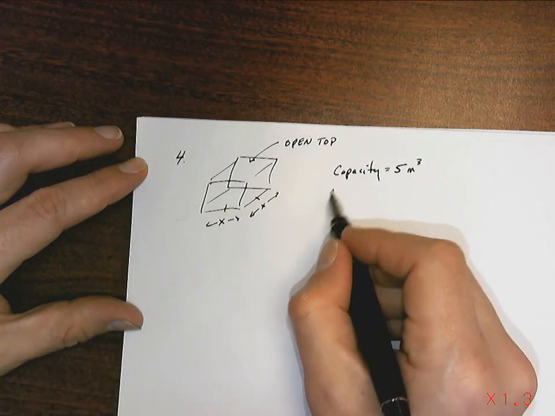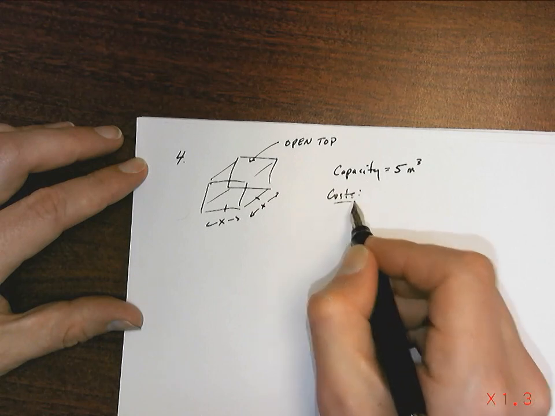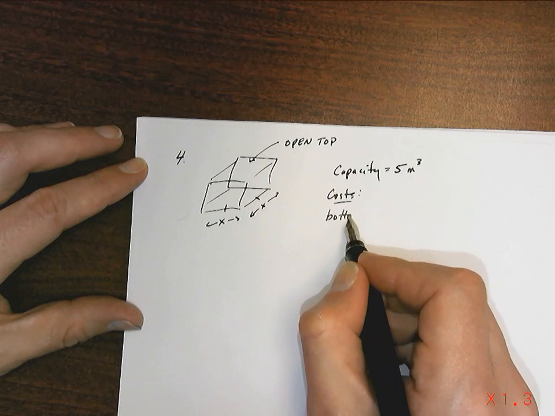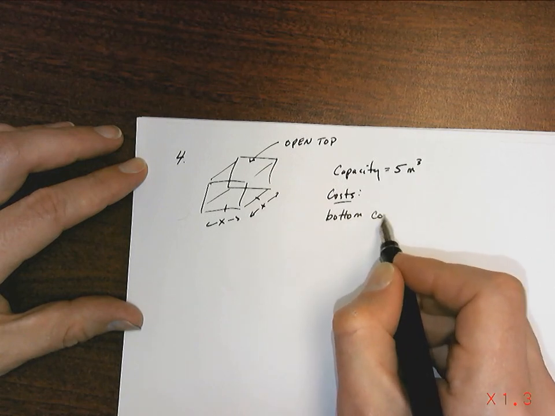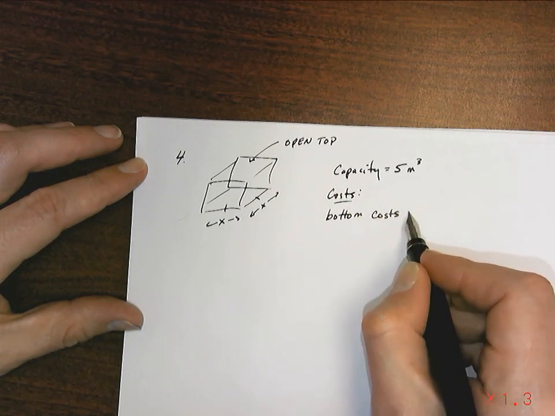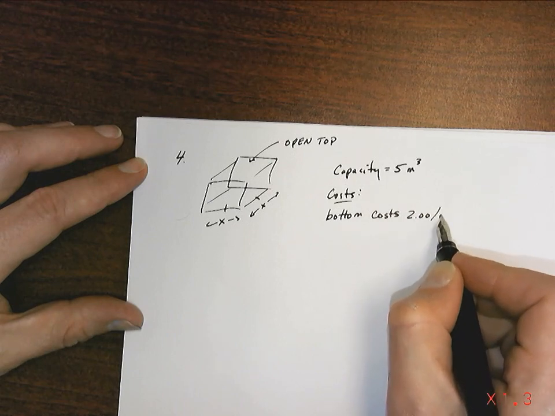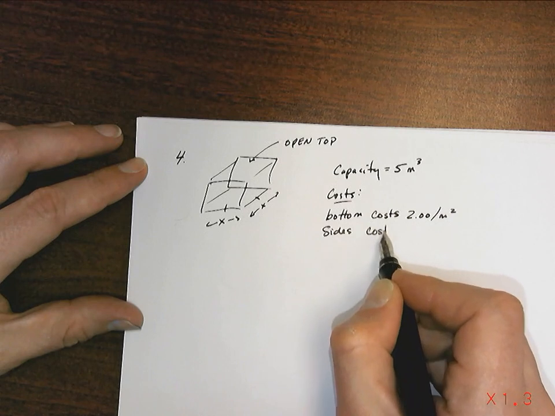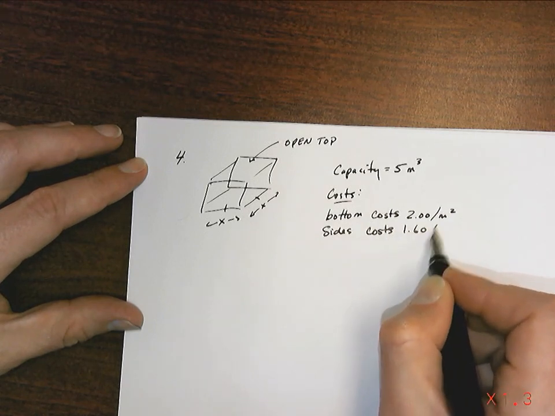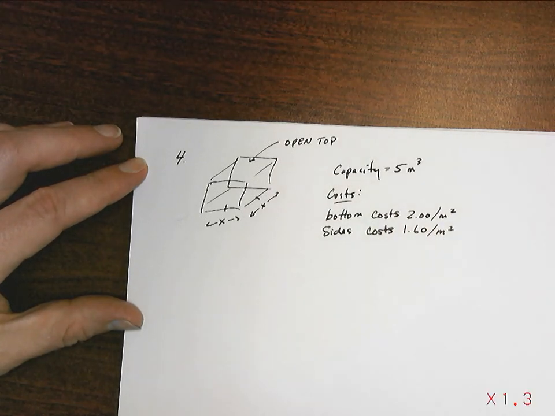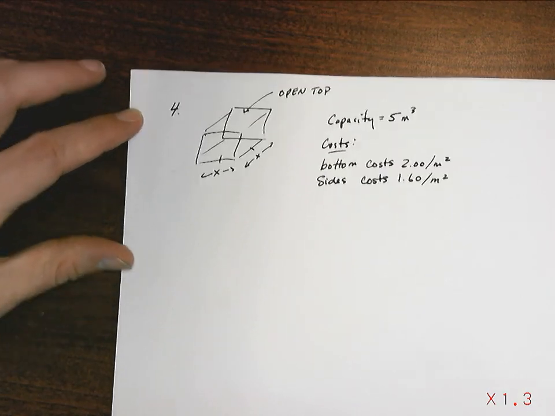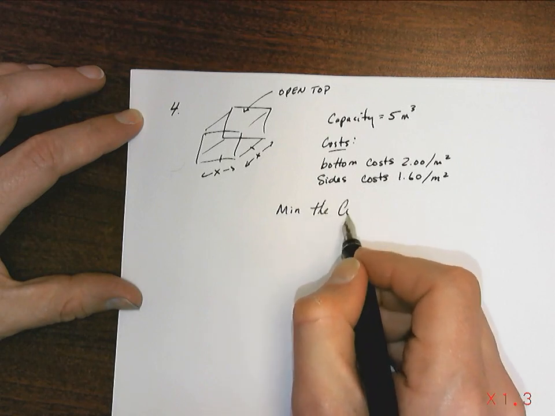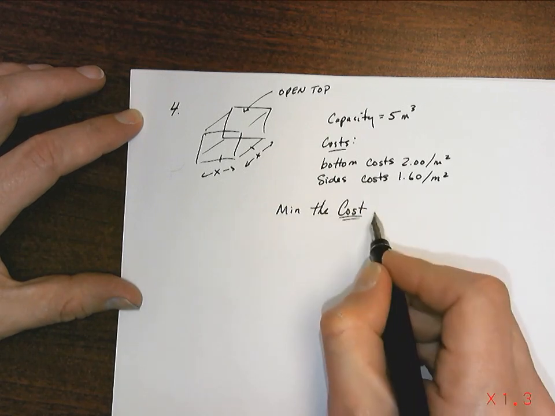And the cost, the material for the bottom costs $2 per meter squared, and for the sides it costs $1.60 per meter squared. And what we want to do is we want to minimize the cost of the box.